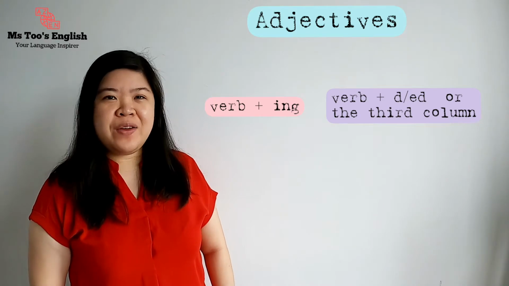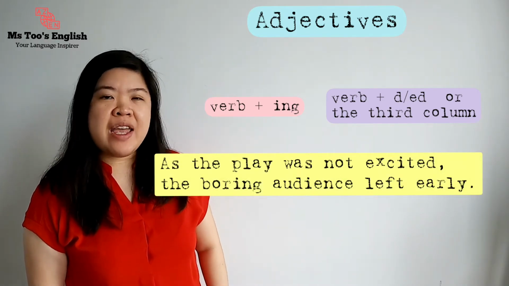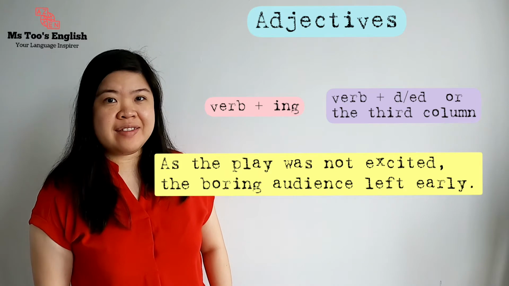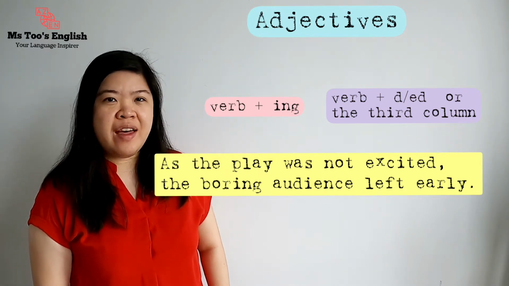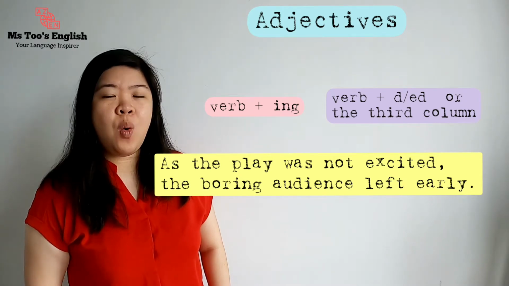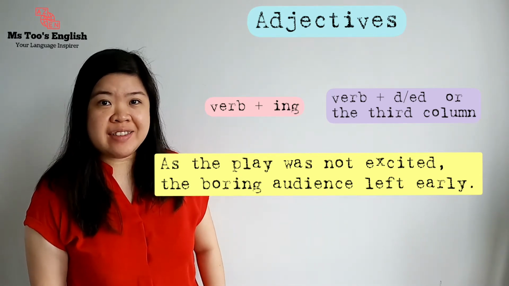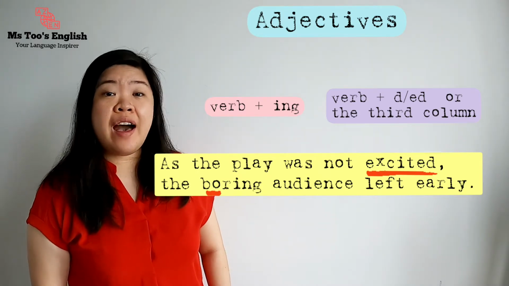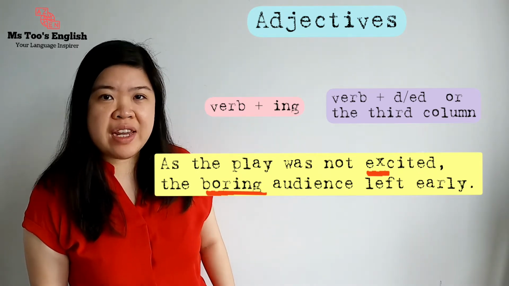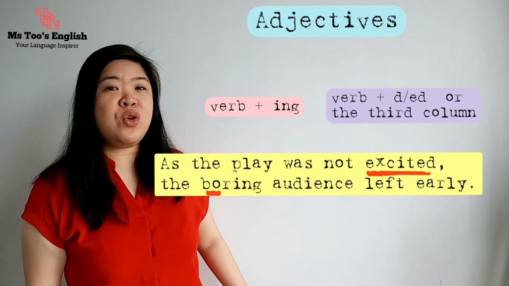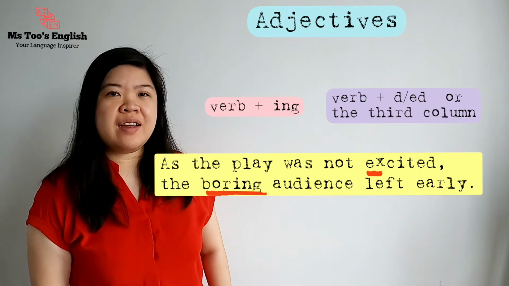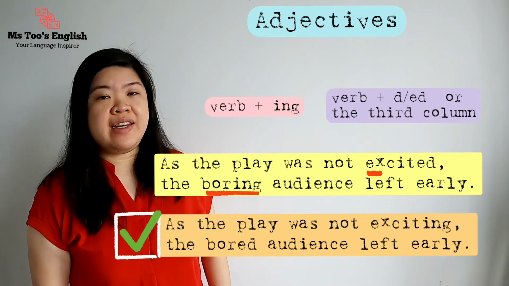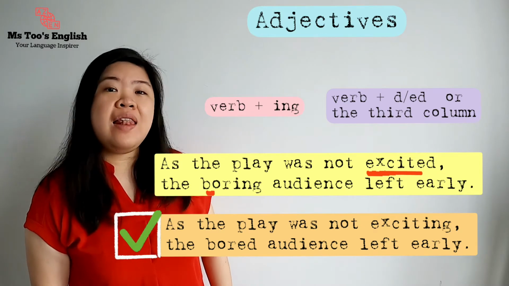For example, look at this sentence: As the play was not excited, the boring audience left early. In this sentence, there are two mistakes. The first mistake is "excited." The second mistake is "boring." These two words are adjectives, but they are used wrongly in this sentence. Do you know what the mistake is? How do you correct it? The correct sentence should be: As the play was not exciting, the bored audience left early.